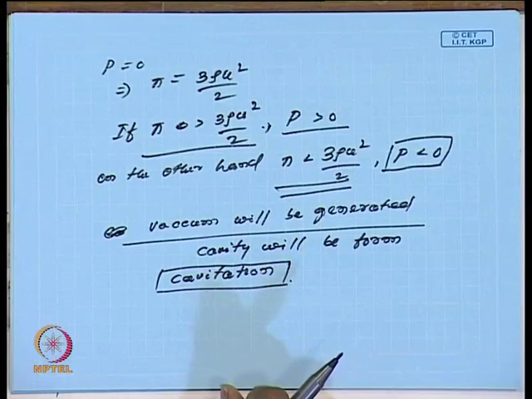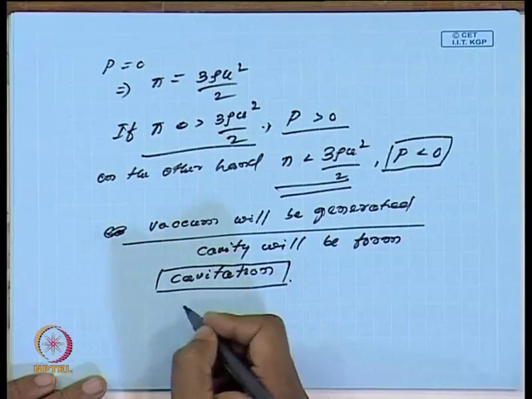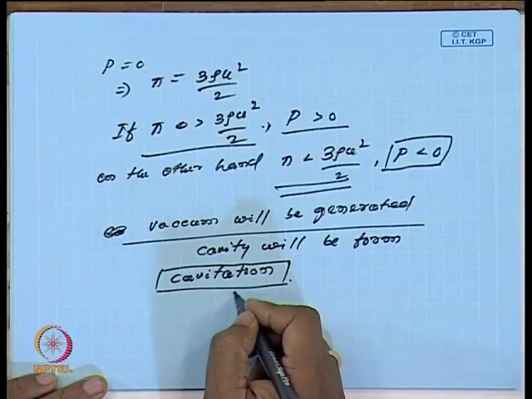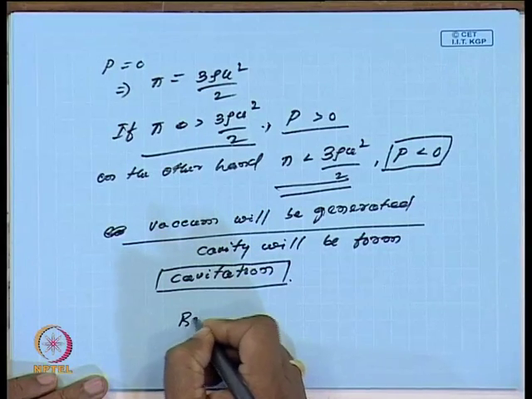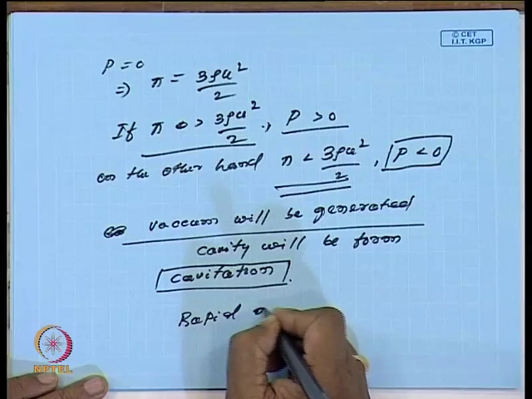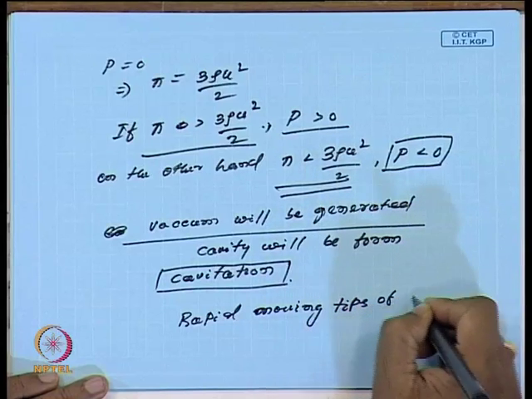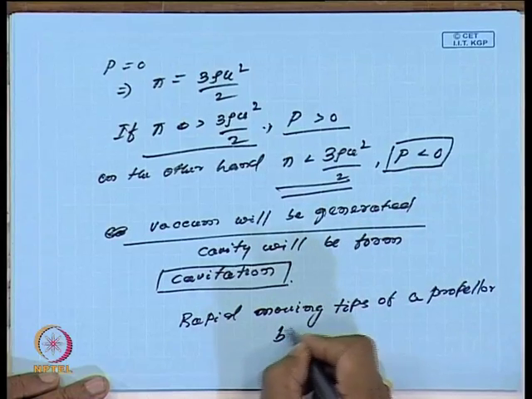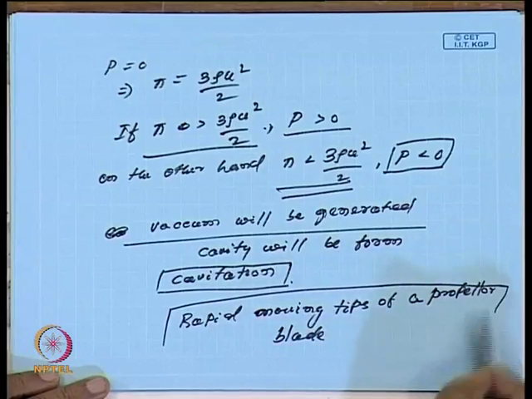In fact, this problem occurs in rapid moving tips. This cavitation, the formation of cavity, is very common in the case of rapid moving aircraft, at the tips of a propeller blade. Formation of cavity often takes place in this situation.